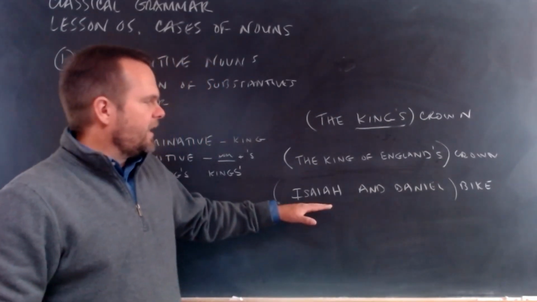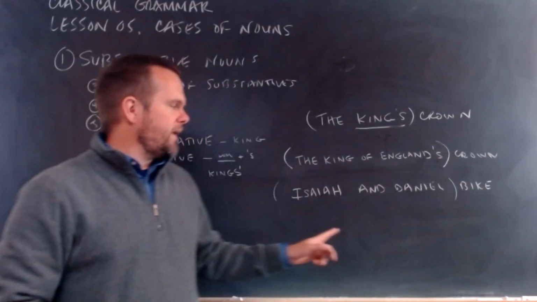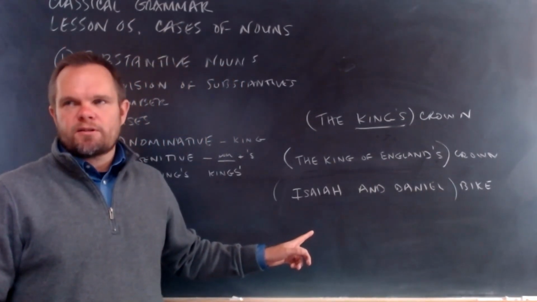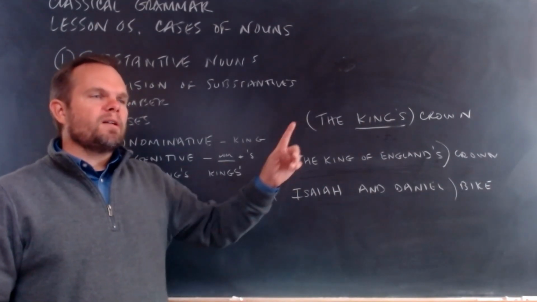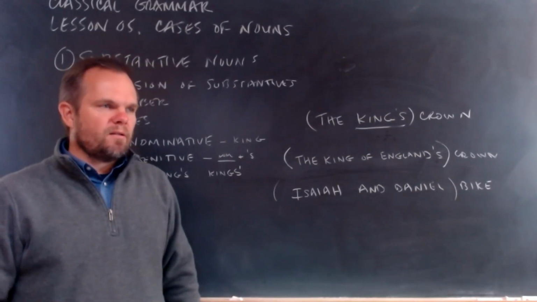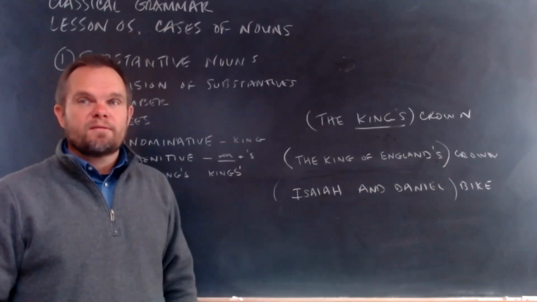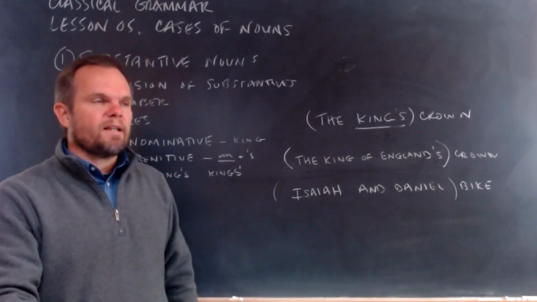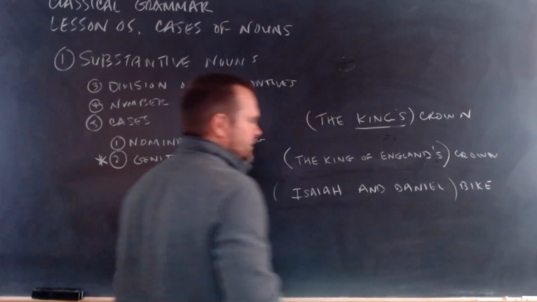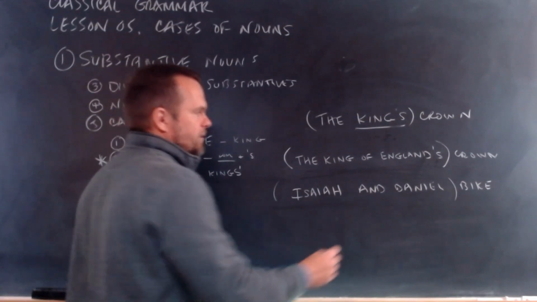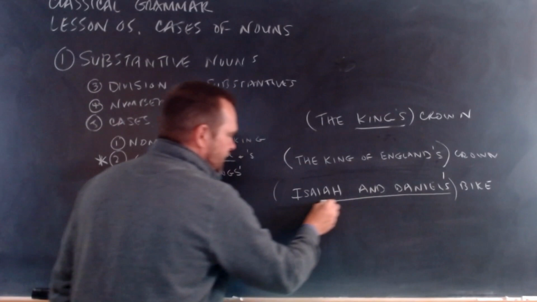Do I write Isaiah and Daniel's bike? Or do I write Isaiah's and Daniel's bike? Which one is right? Do I say, go put Isaiah's and Daniel's bike away? Or do I say, go put Isaiah and Daniel's bike away? Yeah, so the rule tells us we should treat this whole entire thing as one idea and just put an apostrophe S at the end. And what that means is that this whole idea is the genitive.